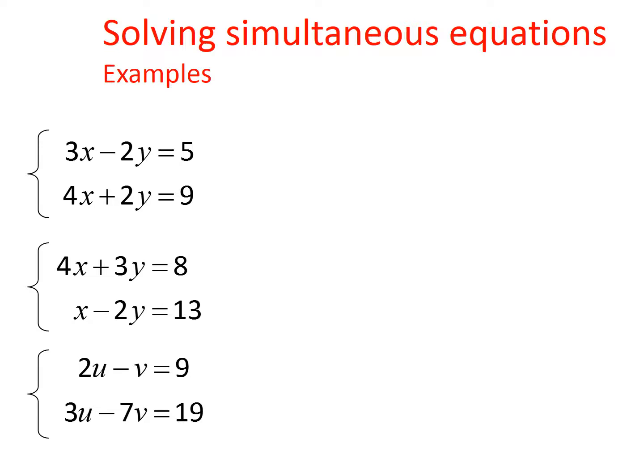So if we were to rearrange the top one, we would have minus 3x, so we'd have 3x minus 5 equals 2y, and then you divide everything by 2. So the gradient would be 3 divided by 2. And on the one on the bottom, the gradient would be something like 4 divided by 2. So the gradient would be 2. So they've got different gradients, those two lines. They would intersect. So at some point, the two lines would meet.